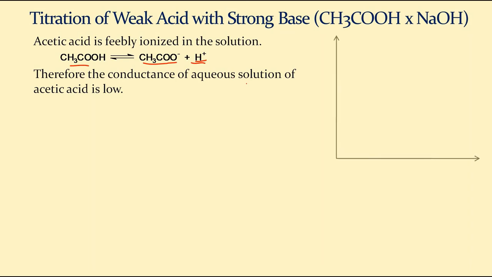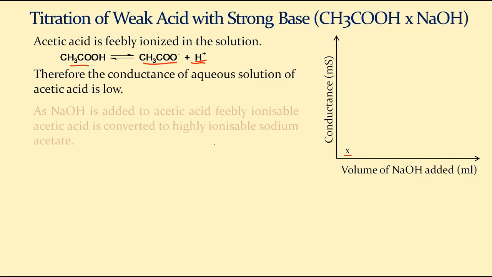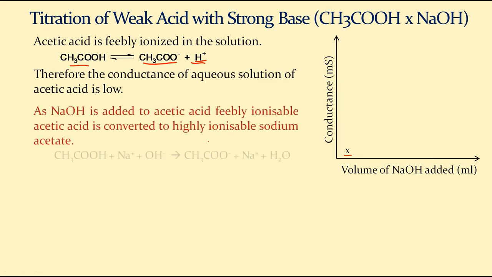Again, we plot the graph here, conductance versus volume of sodium hydroxide. Now, the initial conductance is very low. From the burette, we start adding sodium hydroxide solution. When sodium hydroxide is added, the neutralization reaction occurs between acetic acid and sodium hydroxide, which forms sodium acetate and neutral water molecules. Sodium acetate is a strong electrolyte which ionizes 100%, producing sodium and acetate ions.